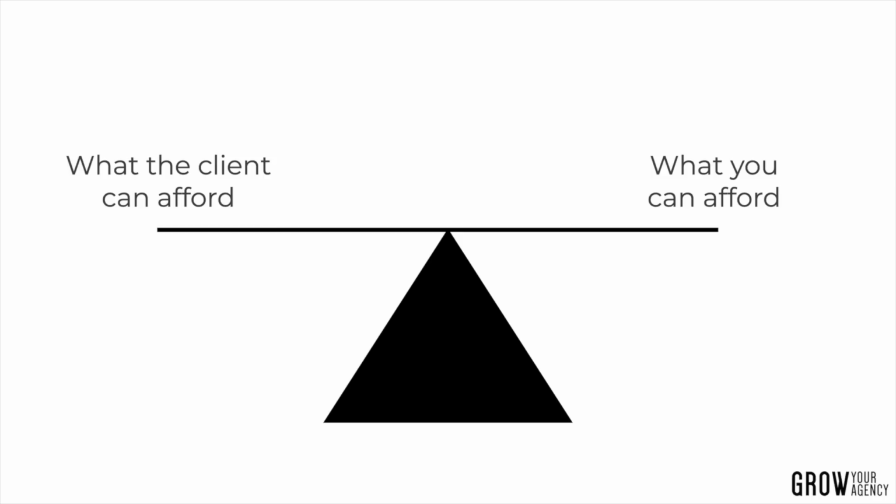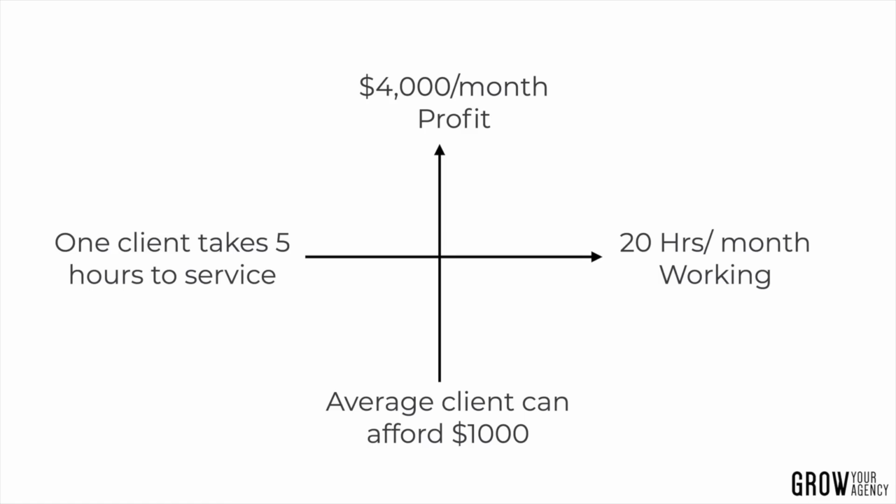You see, pricing a convenience-based offer is very much striking a balance between 2 things: what the client can afford and what you can afford, or what you're aiming to make. Each side is multifaceted. So, let's take a look at this illustration to really show what I mean by this. Let's say you're offering social media management. There are 4 variables to take into account when deciding how to price your services.